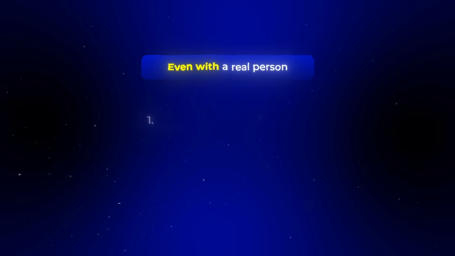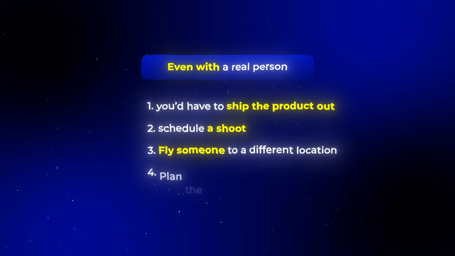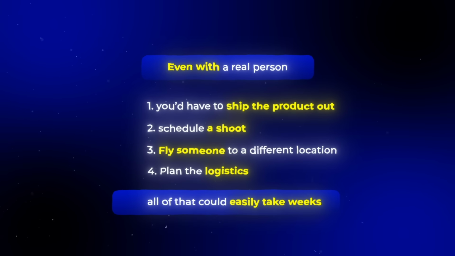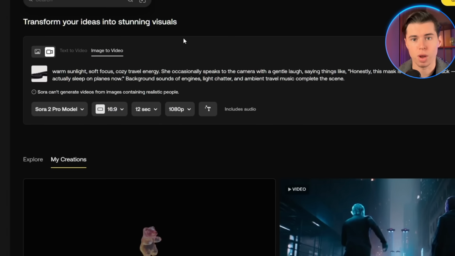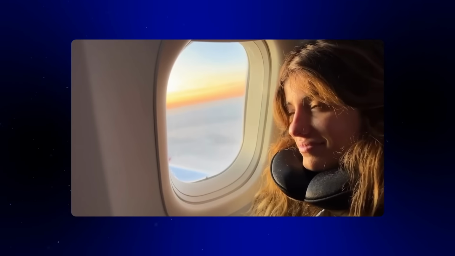Even with a real person, you'd have to ship the product out, schedule a shoot, fly someone to a different location, plan the logistics, and all of that could easily take weeks. But with Sora 2, you can literally generate something like this in minutes. This ad shows how Sora 2 changed everything. Big studios, small creators, anyone can make high quality videos quickly now.